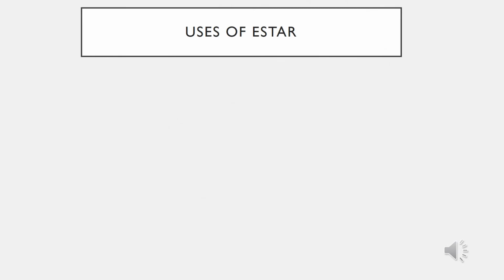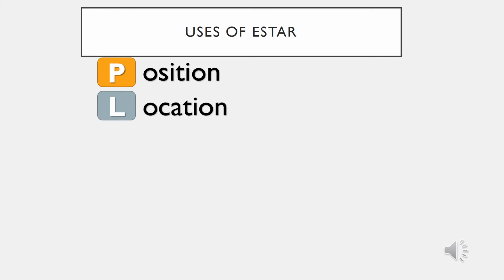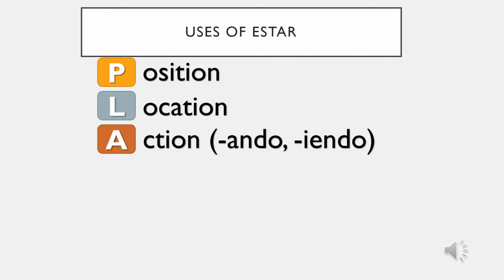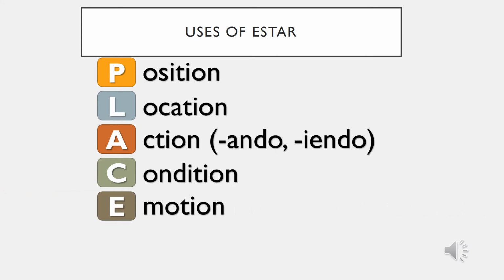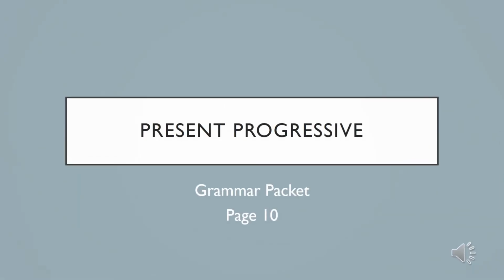For estar, we want to remember the word place. The P stands for position, so on top of, next to, to the right of, to the left of. Location, maybe where a building is in a city. Action, that goes with your verbs that end in ando and yendo, which we're going to talk about a little bit later in this presentation. C is for condition, being sick, being tired, being sick and tired. And E is for emotion, happy, sad, depressed, any of those things.